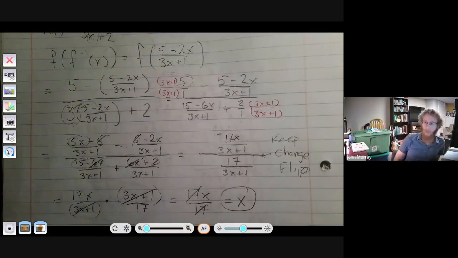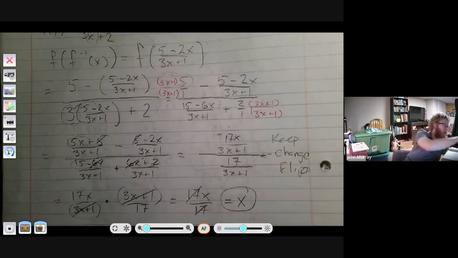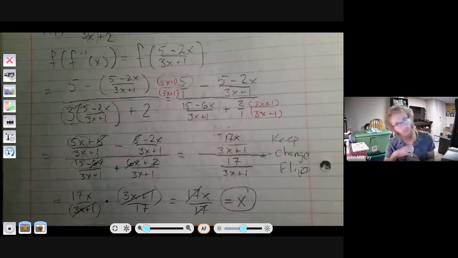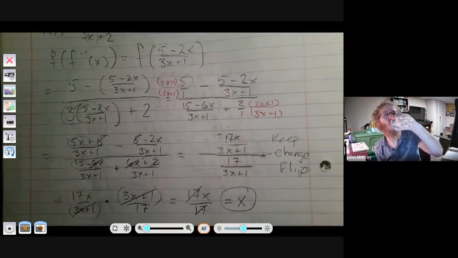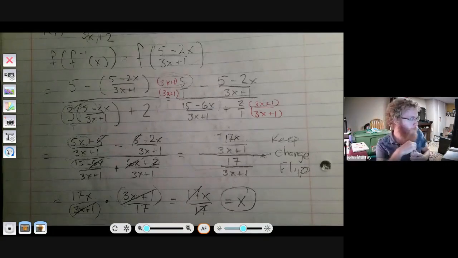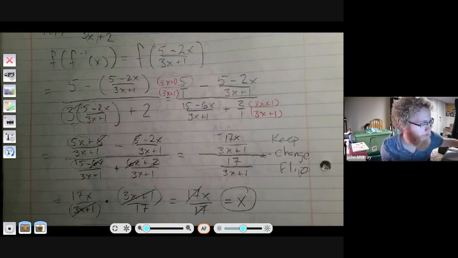It looks like a lot of work, but as long as you're careful, it's pretty simple. All we're doing is combining like terms, common denominator, and then that little keep, change, flip at the end. Any questions there?